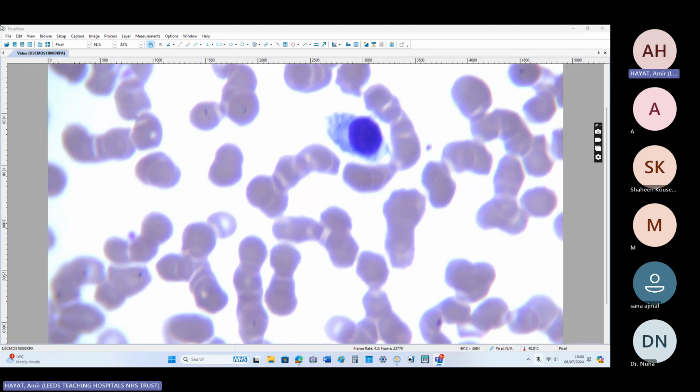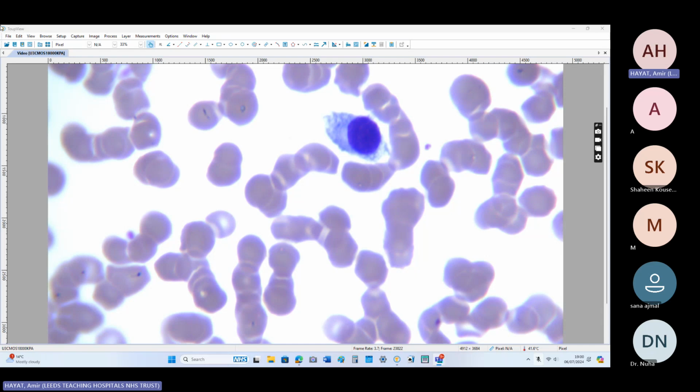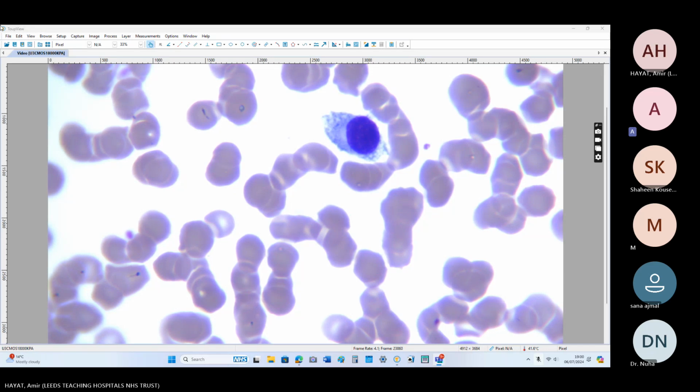And then the next question can be that this patient has symptomatic splenomegaly, which is affecting his quality of life. What are your management options for this? So if the patient has no symptoms, we can wait and watch.